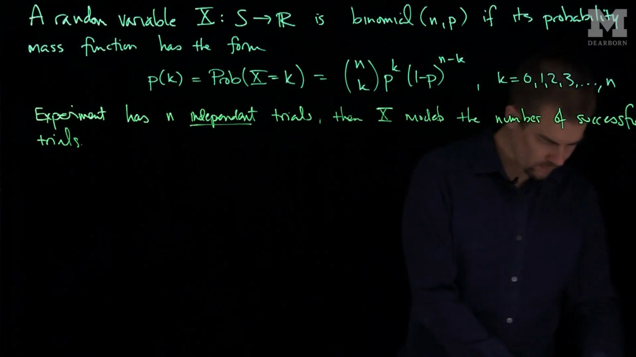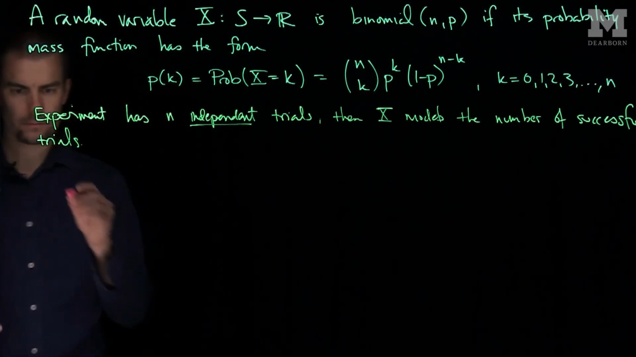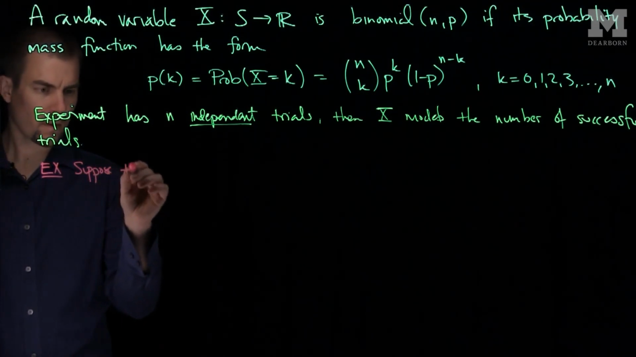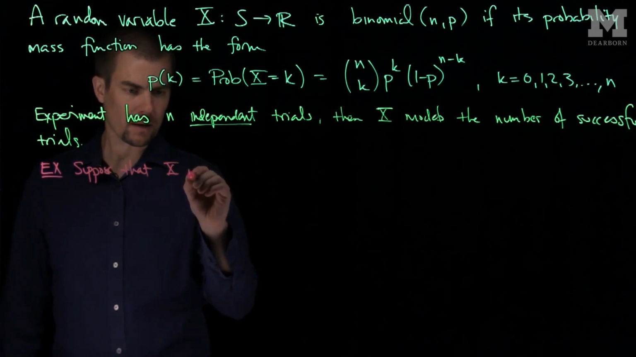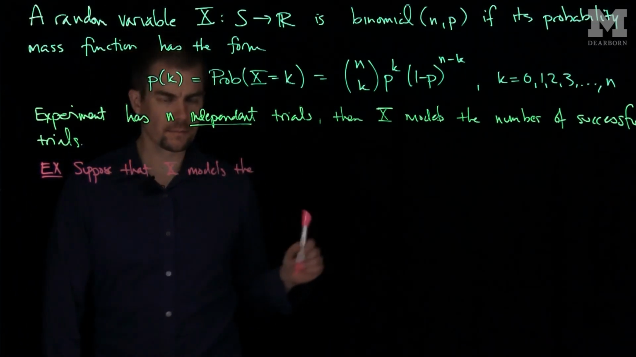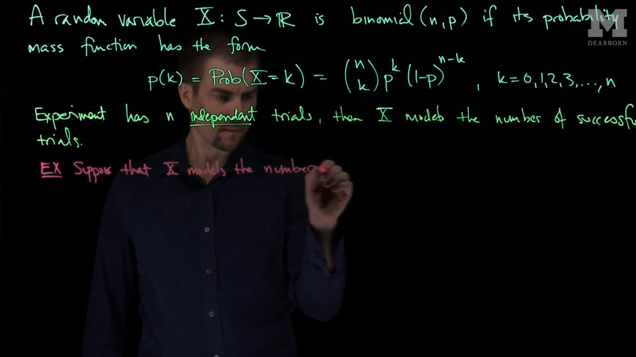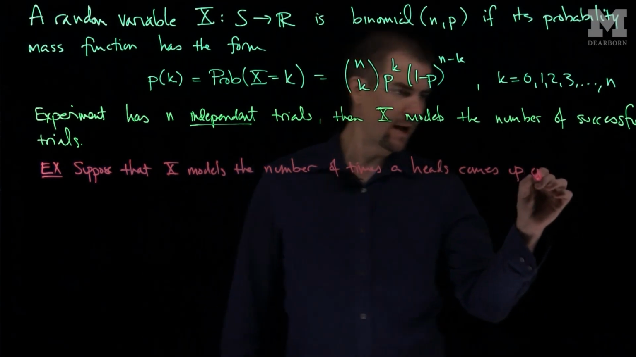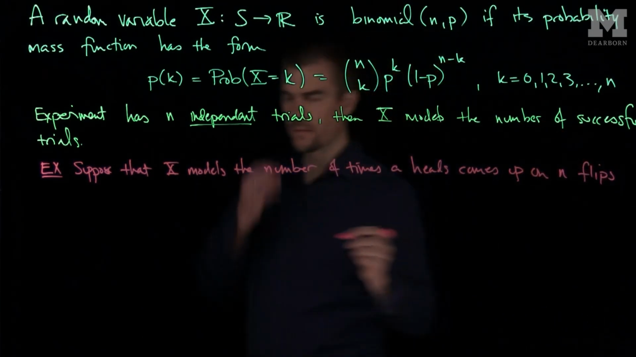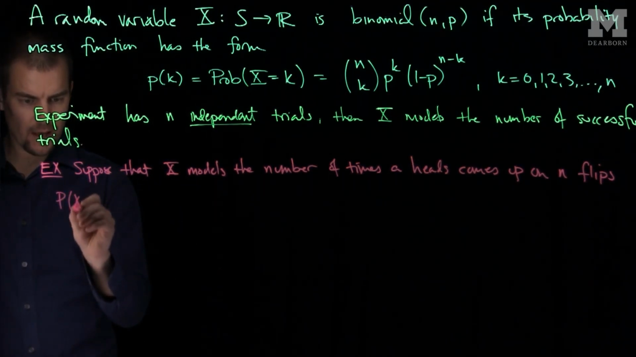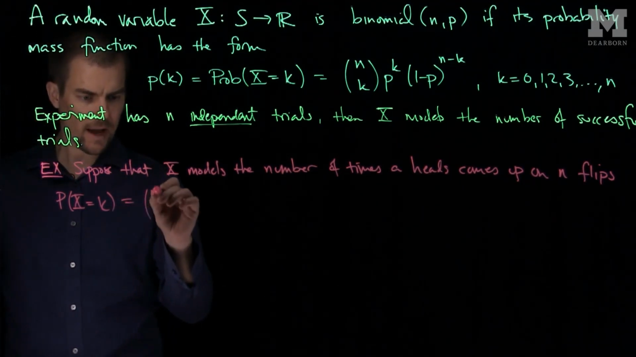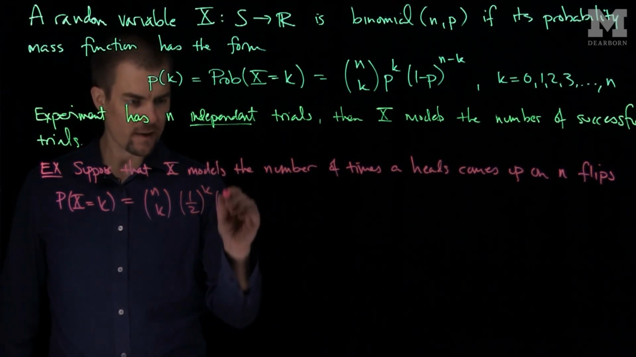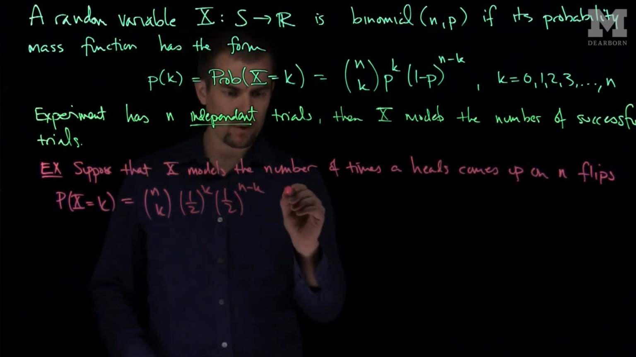So an example of this would be the following. Suppose that x models the number of times a heads comes up on n flips. Then we can say the probability that x is equal to k is n choose k, because we need to choose k of the n flips that result in a head, and then we'll have 1/2 probability of getting a head, and 1/2 probability of not getting a head, or a tail, and this is for a fair coin.